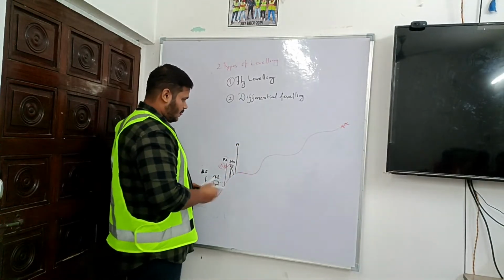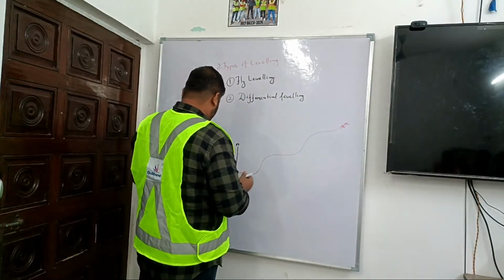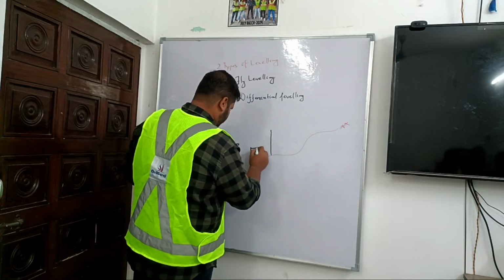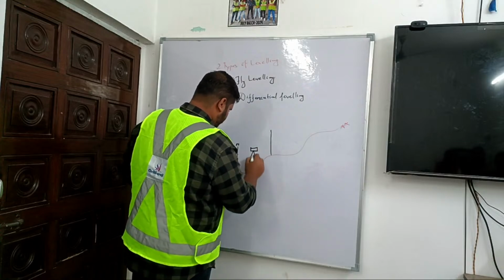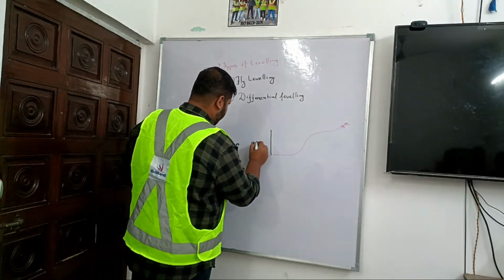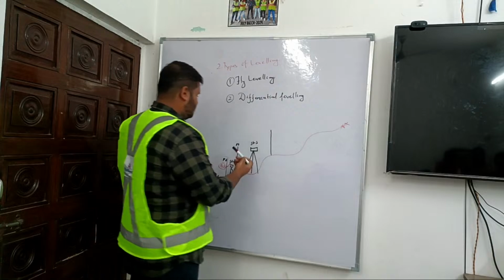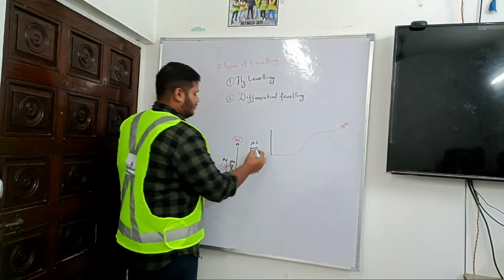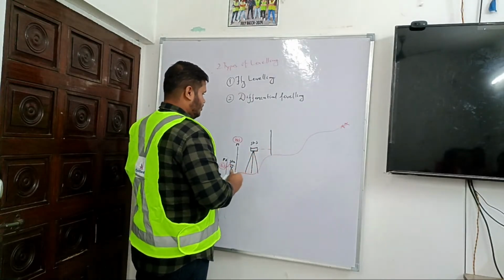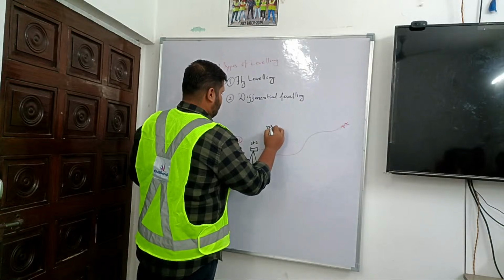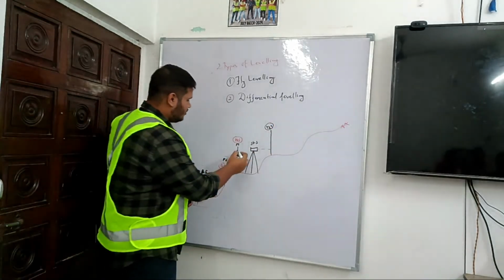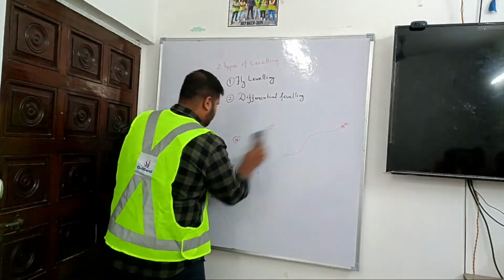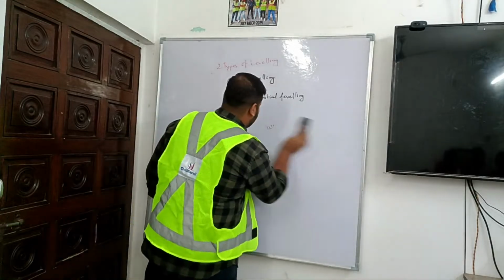Then suppose we want to take the measurement at this level, and we have kept our instrument here on the ground. We change the station, so this is station 3, and now this point becomes the backside for station 3, and this will be the foresight for station 3. Likewise, we will do the leveling and find out the points. Now, let's see how we calculate.